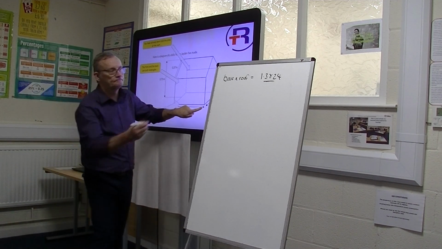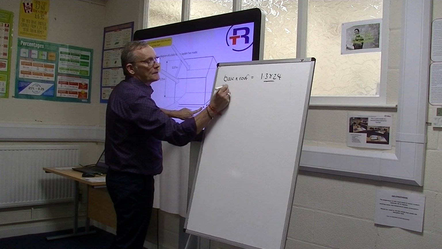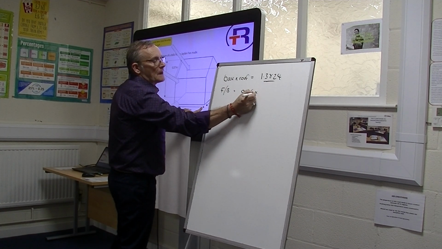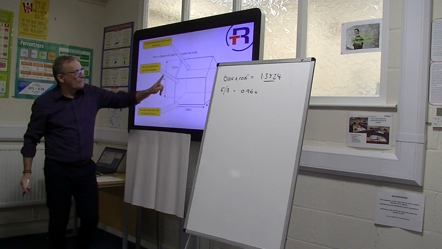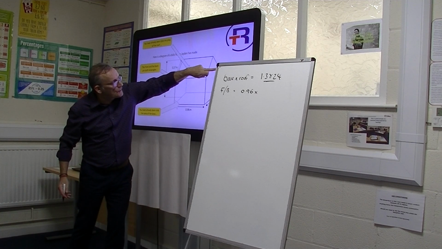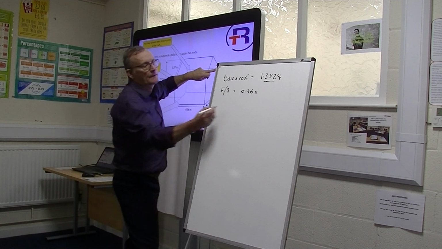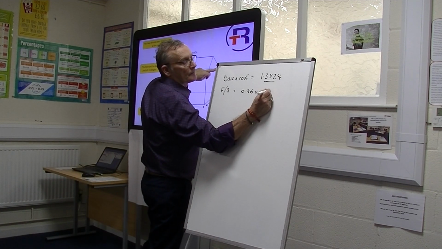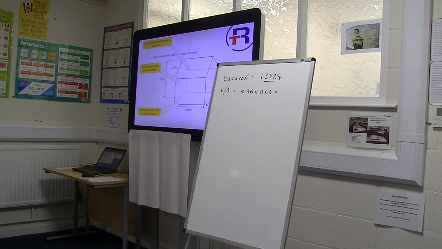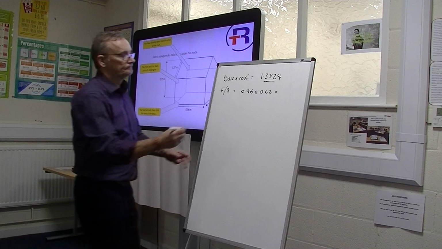We're going to use 0.96. So this is front and back, F and B. 0.96 times 0.63. It's there, isn't it? It just goes to the corner there. Can you see? 0.96 times 0.63. What does that give us? 0.6048.